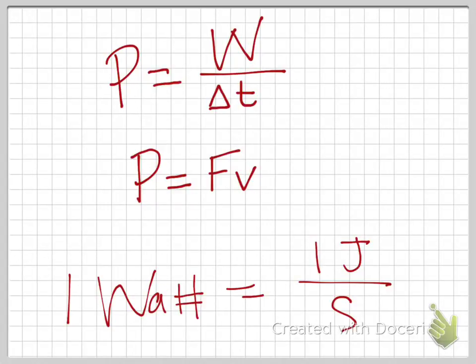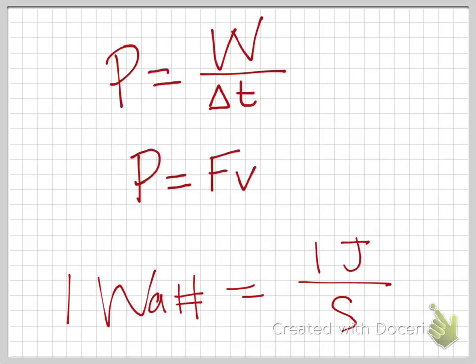Okay, we're going to talk about power. So we have two different equations for power up there. Power is how fast work gets done. It's work divided by the time interval in which the work occurs. It's also the force that's applied and the velocity it's applied at. You can do the dimensional analysis to prove that those two things are basically the same.